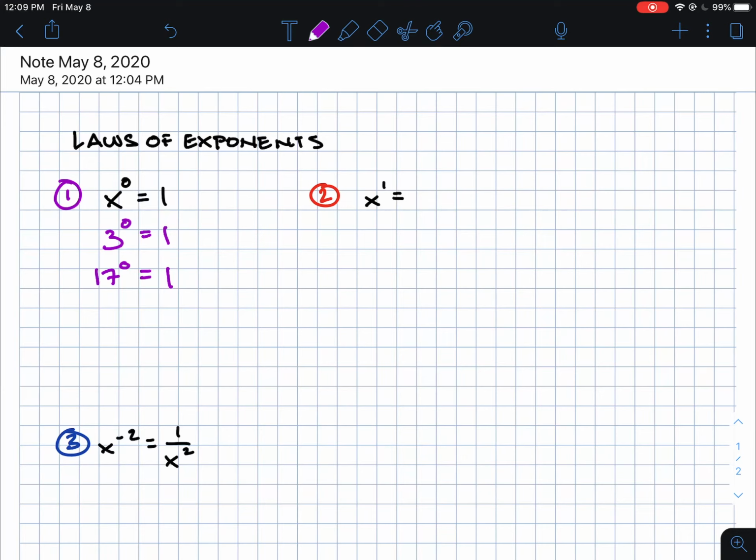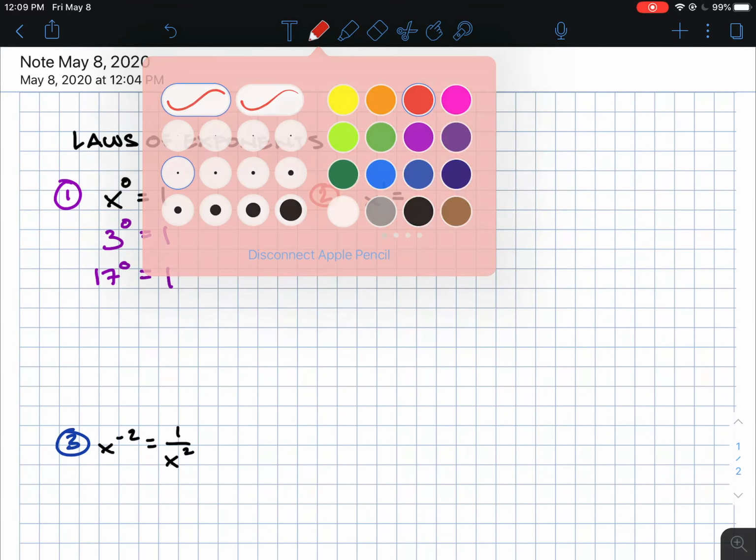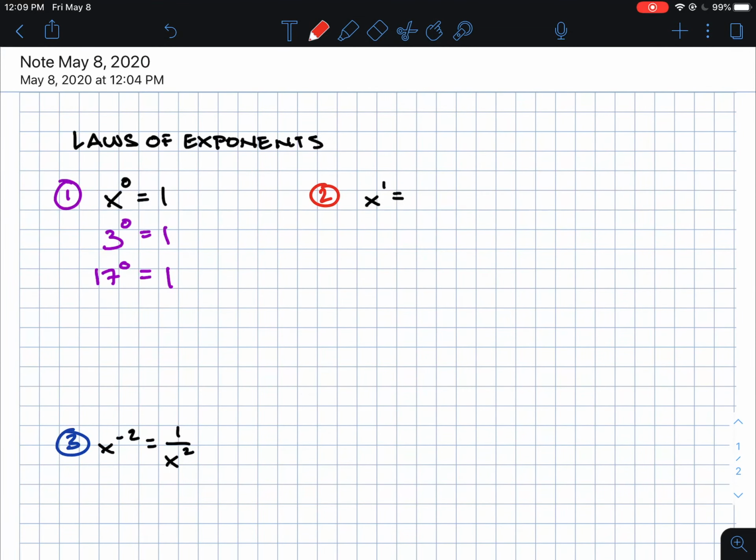The second example here is x again, but it's raised to the first power. So any number, which x stands for, it's a variable standing for any number, if it's raised to the power of 1, it just equals itself. So you see that x to the first power equals x. So again, let's look at our numbers from the first example. 3 to the first power equals 3. 17 to the first power equals 17.